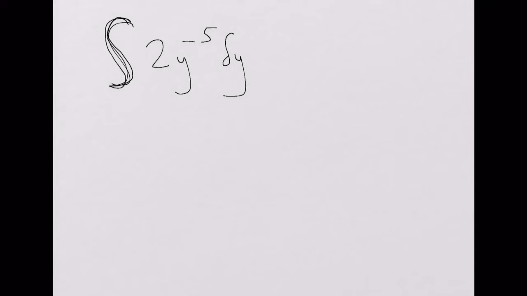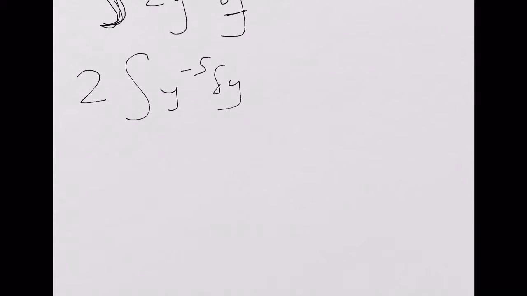Alright, so we're integrating 2y to the negative fifth with respect to dy. Looking at the book, we can take out that 2, that's the constant multiple rule that it talks about. And then from here, I'm using the power rule. The power rule, kind of like when you do a derivative, you subtract 1 from the exponent. Well, with the integration rule, you add 1 to the exponent.